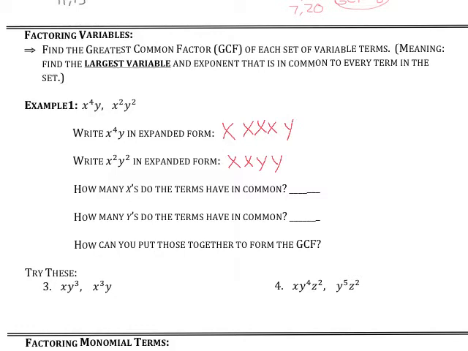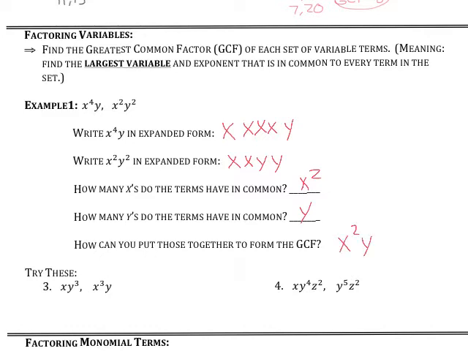How many do they have in common? They just have 2. I could take 2 out and still be fair. So 2 x's, that's x squared, right? And how many y's do they have in common? How many y's could I take from both of them being fair? Just 1, so a single y. So what is the GCF here? Yep, x squared y. That's it.